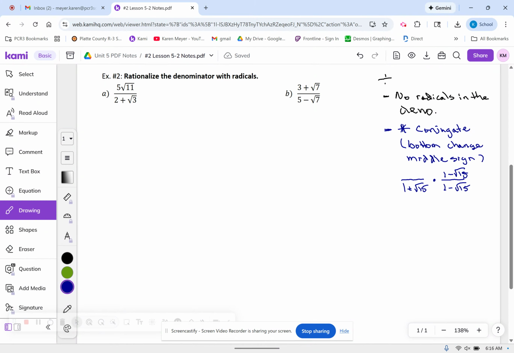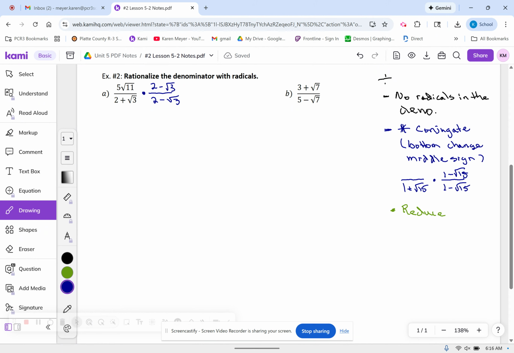And then, of course, the very last thing that you must always remember to do when you have a fraction is reduce if possible. Okay, so let's go try some. So over here, remember, look at the bottom. Only thing you do is change the middle sign. So 2 minus the square root of 3, 2 minus the square root of 3.